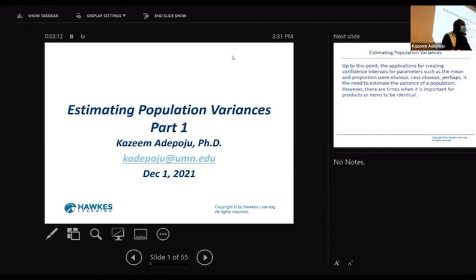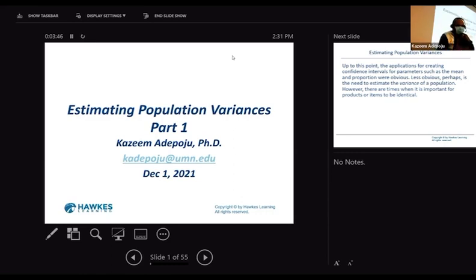Now, let me tell you this. We find ourselves in a world where we estimate. And why do we estimate? It is because we don't carry out what I call total investigation, where we investigate all items in the population. What we normally do most of the time is to take a sample. When you take a sample, then you are estimating.